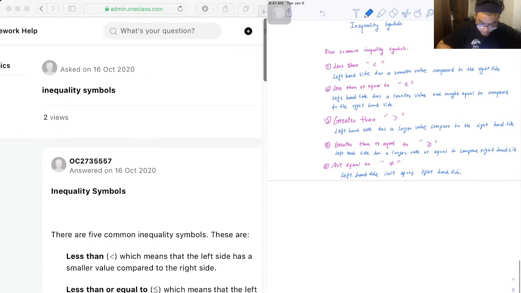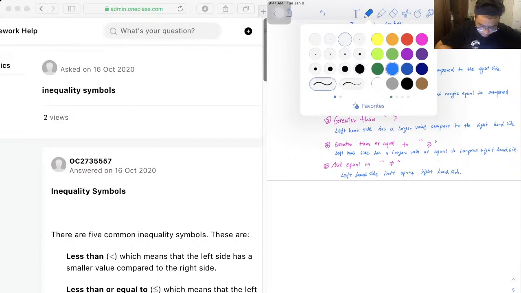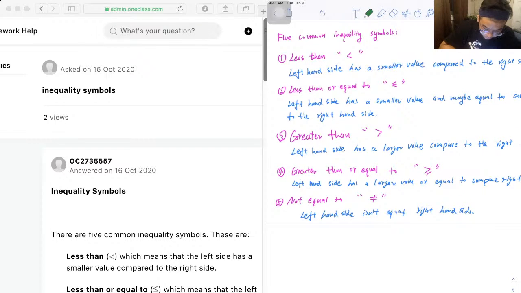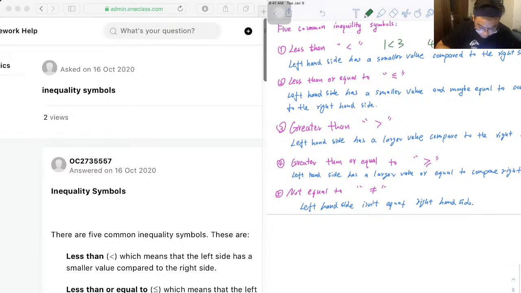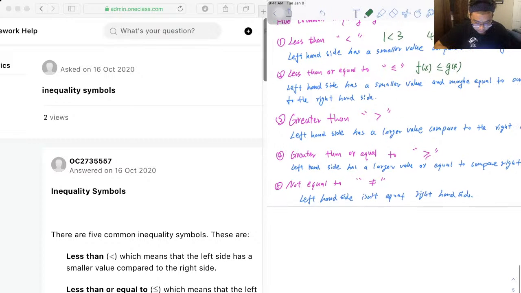Yeah. So now I'll be giving one example for each. So for less than, we can say 1 is less than 3, or 4 is less than 6, 7 is less than 8. And for less than or equal to, there could be a function that is f(x), and the right hand side could be g(x). So due to different values of x, there is a chance that f(x) will be equal to g(x).